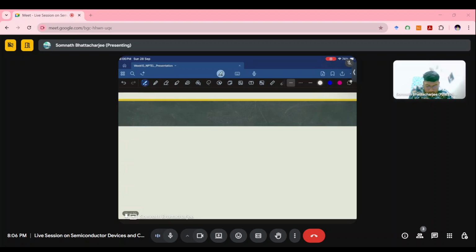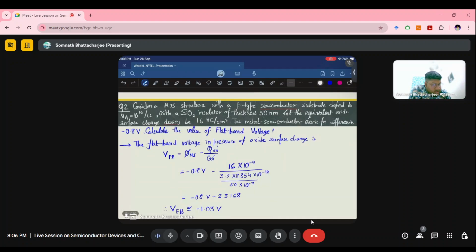Now we'll move on to the next one, that is question number 3. Excuse me, sir. Yes, sir, how to find out the value of Cox? Cox is epsilon ox by Tox. This is for SiO2, as they have given SiO2 here. So 3.9 is for SiO2, into epsilon naught, that is 8.854 into 10 to the minus 14, divided by this Tox value.